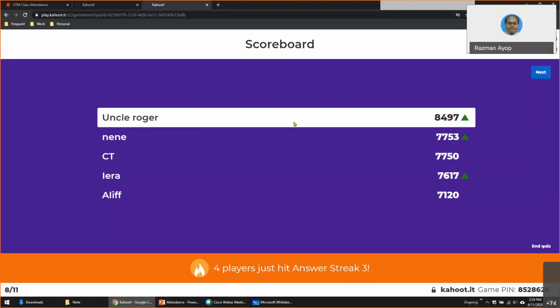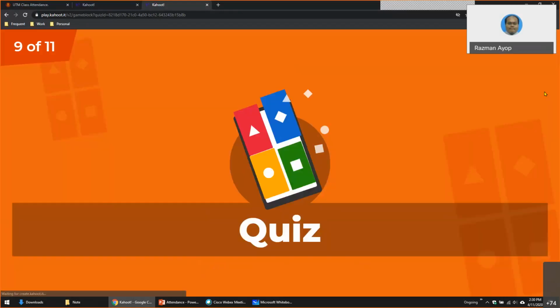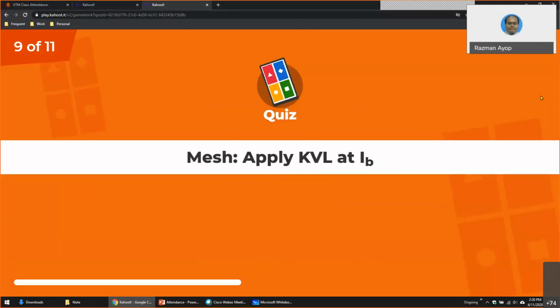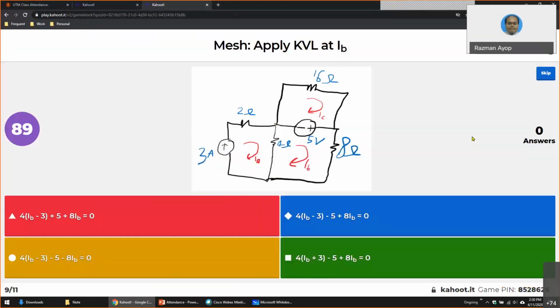Uncle Roger gets the highest score back. Apply KVL for IB. So the same circuit, apply it again. Remember that you already get IA. Just insert the value of IA. That is what happens when we encounter a super mesh. You just insert the value.